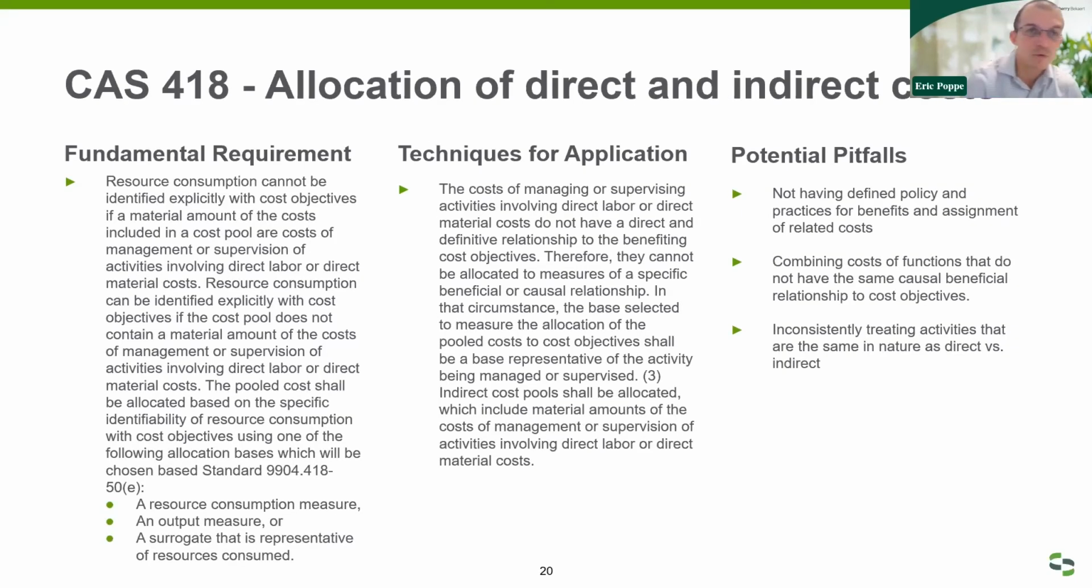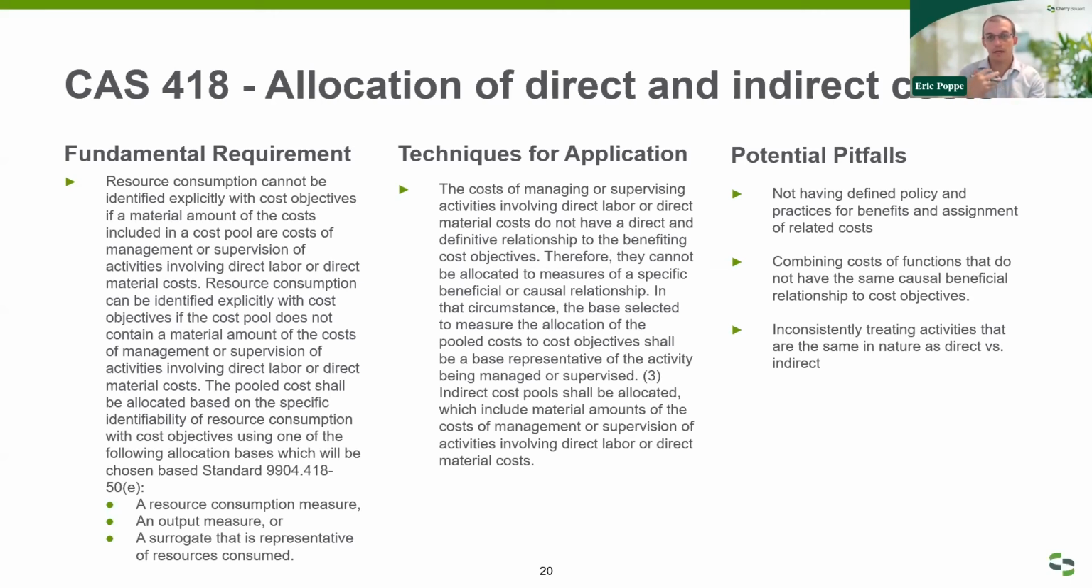So with that, moving on from CAS 410 to 418, this plays right into CAS 410. CAS 418 is the allocation of direct versus indirect costs. This is covered in parts 3 and 4 of your disclosure statement. The real purpose of this standard is to provide a consistent determination of direct versus indirect costs, outline the criteria for the accumulation of indirect costs, which also would include the service centers, and then how you identify the appropriate allocation base to allocate those costs out.